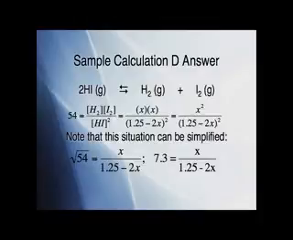And one of the ways that I can simplify this is to take the square root of everything in this expression. So I'm going to take the square root of 54 is equal to x, which is the square root of x squared, divided by 1.25 minus 2x, which is the square root of 1.25 minus 2x, that quantity squared. When I do that, the square root of 54 is 7.3 is equal to x divided by 1.25 minus 2x.